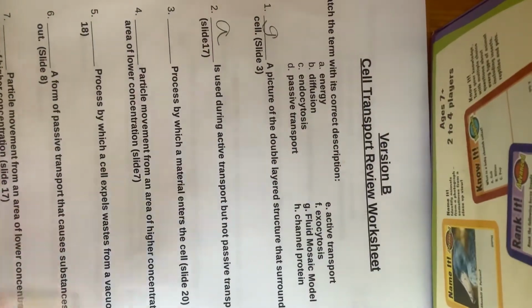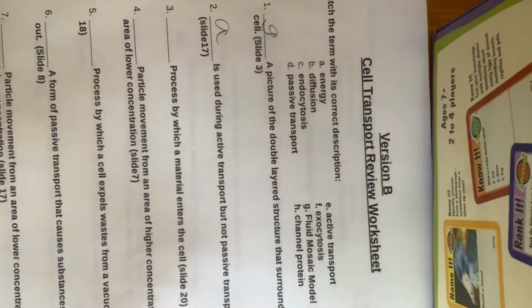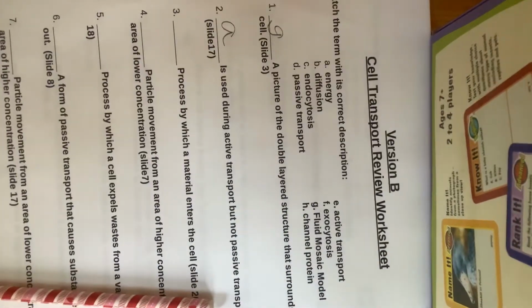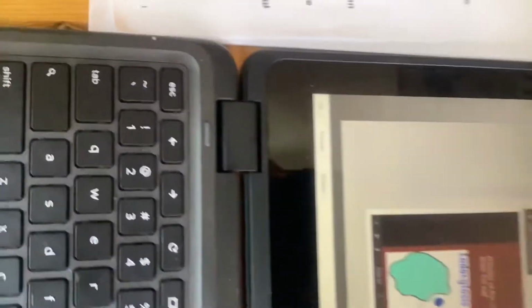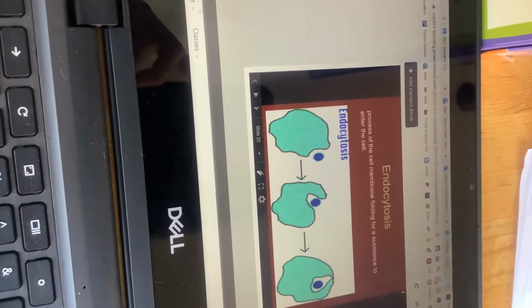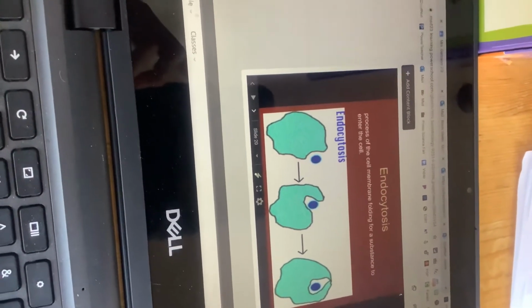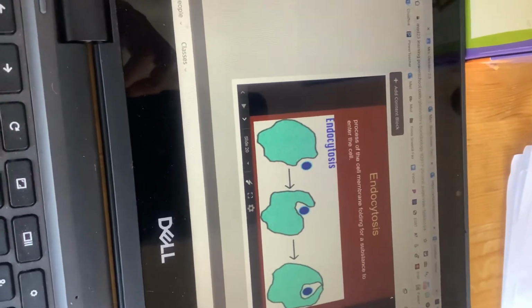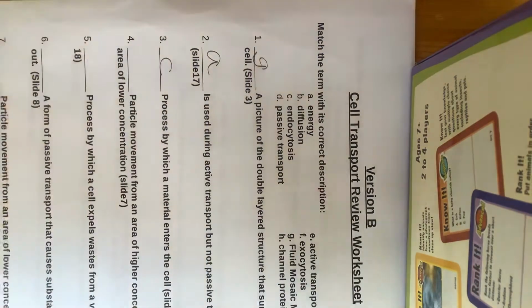Number 3, process by which materials enter the cell is slide 20. I will click on to slide 20. And when they're entering the cell, it kind of sounds like entering with the word endo in the front. Endocytosis, like entering. Let's see, is that a choice? It is. So I'm going to match that up with letter C.